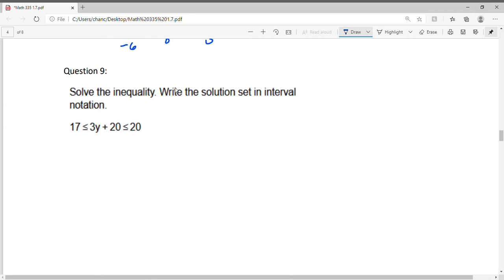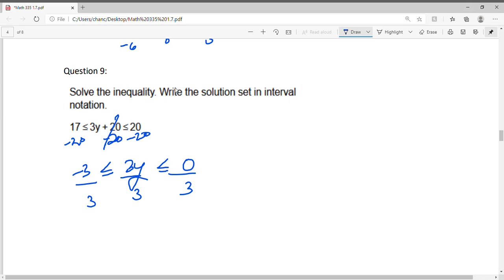Question 9. Again, we want to keep that variable in the middle, so let's subtract 20 to all three parts. I have -3 is less than or equal to 3y, and that's less than or equal to 0. Let's divide everything by 3 now. We have -1 is less than or equal to y, and that's less than or equal to 0.